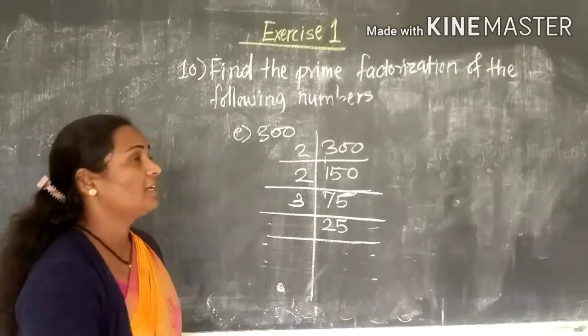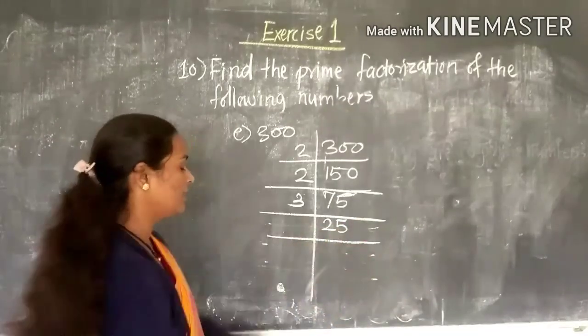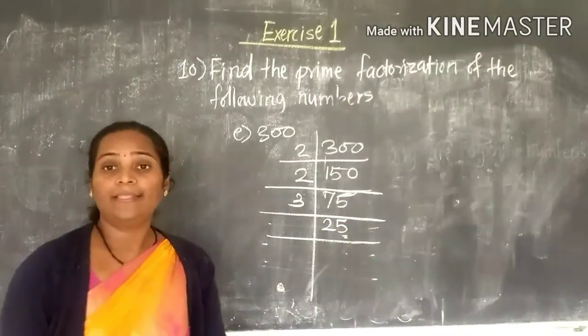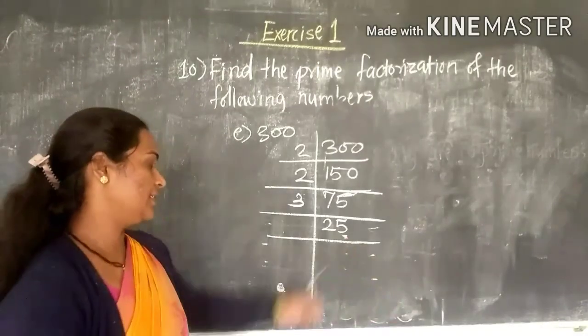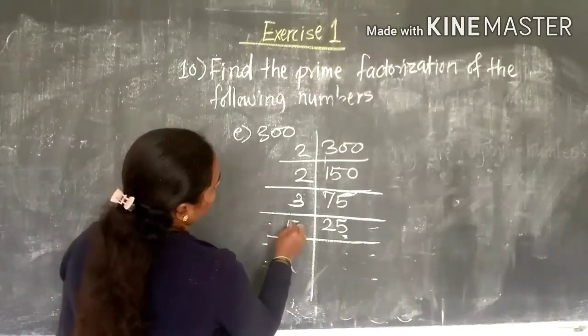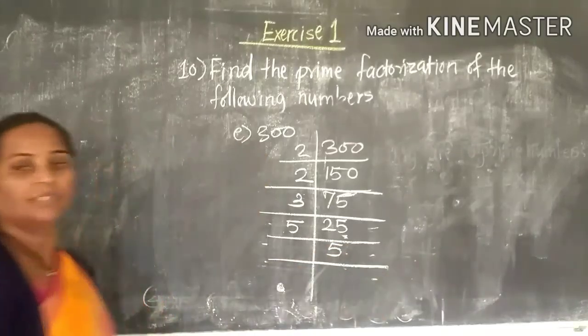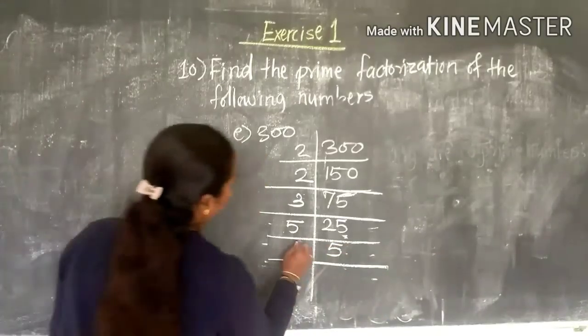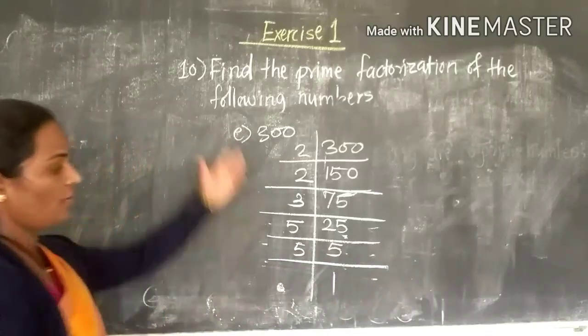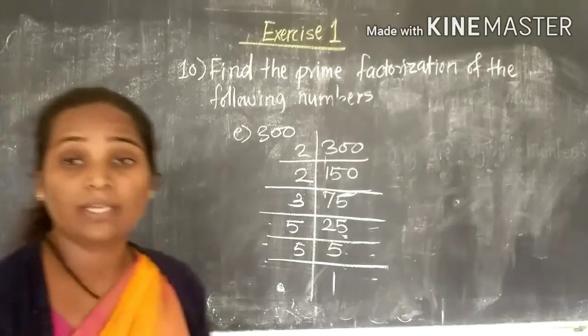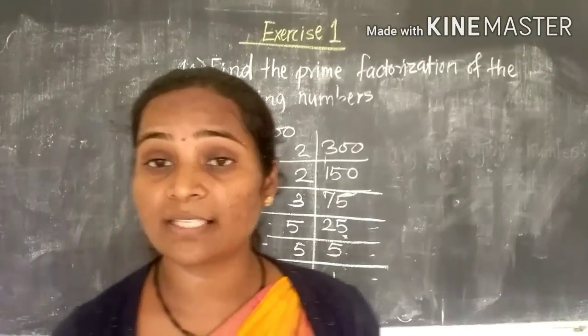Let's see the next number. Yes, 5. 5 is divided by 5, and then 1 plus it is 5. Then 5, 5 5s are 25. Yes. So we have got these factors. In this way, we have completed this exercise number 1.